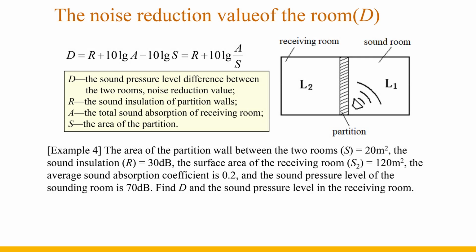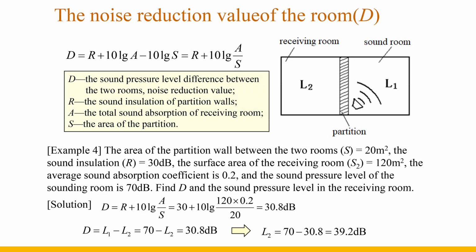Next, let's do an exercise. It is known that the area of the partition wall between the two rooms is equal to 20 square meters. The sound insulation is equal to 30 decibels. The surface area of the receiving room is equal to 120 square meters. The average sound absorption coefficient is 0.2, and the sound pressure level of the surrounding room is 70 decibels. Find the D value and the sound pressure level in the receiving room.